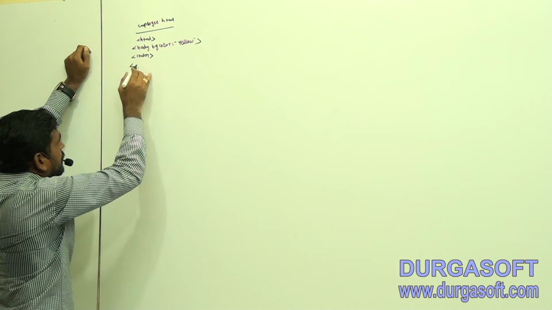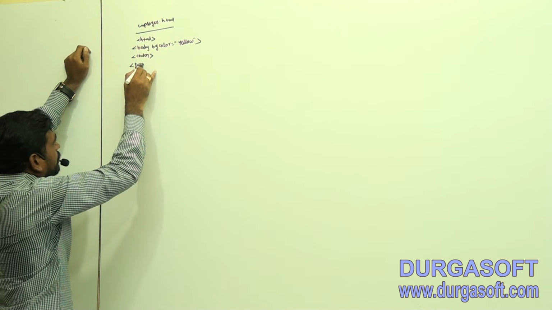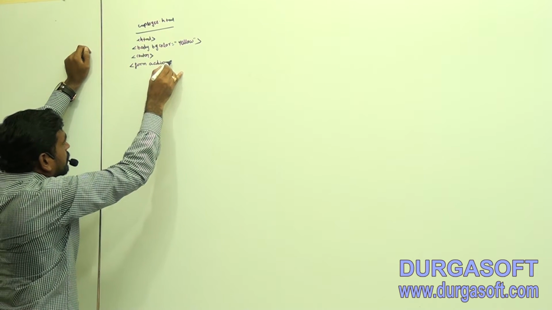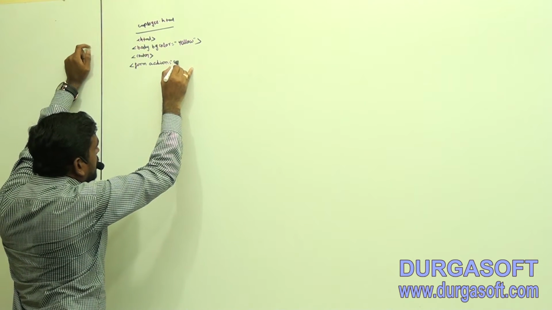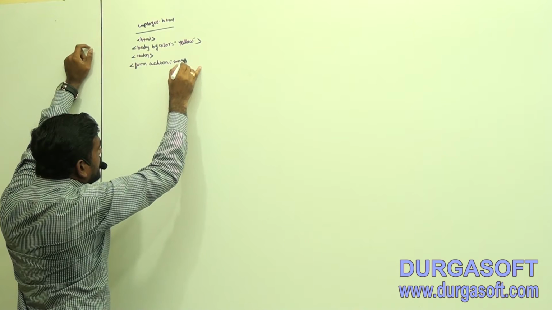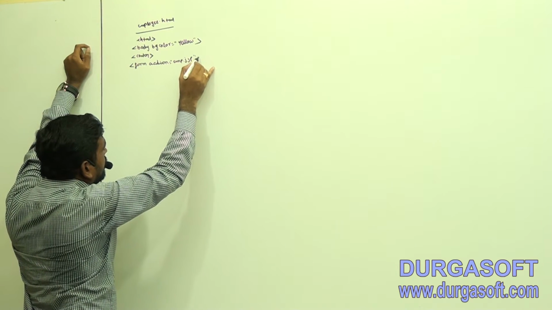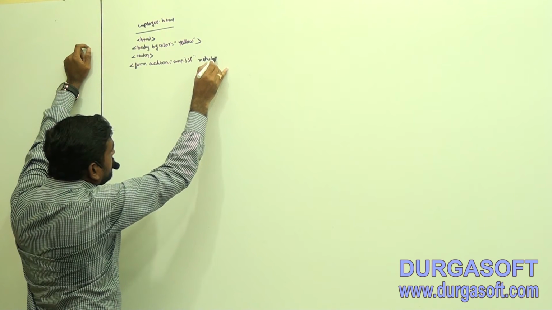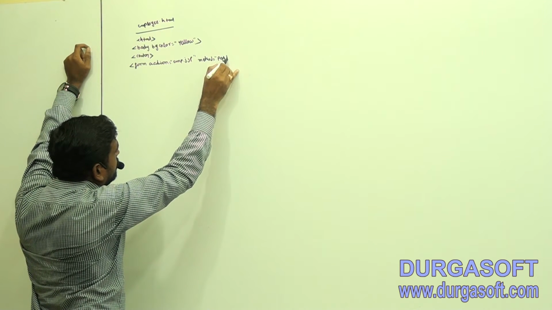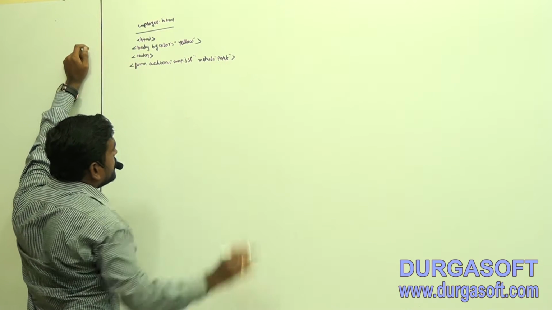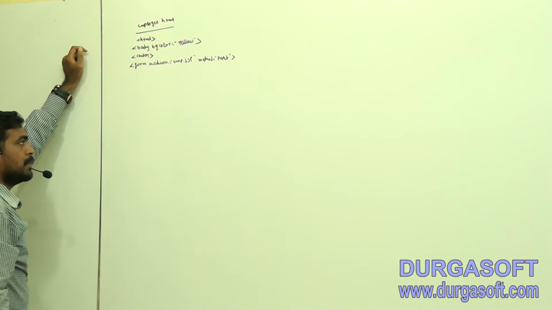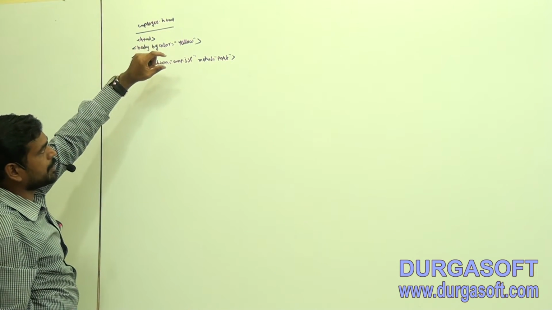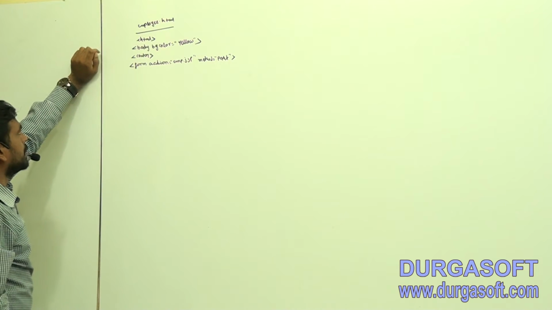The next after that, form, action is equal to emp.jsp. Then method is equal to post. If you are taking the method is equal to post, we can provide the security of that data. Then next, if you are taking the method is equal to get, we cannot provide the security of that data.